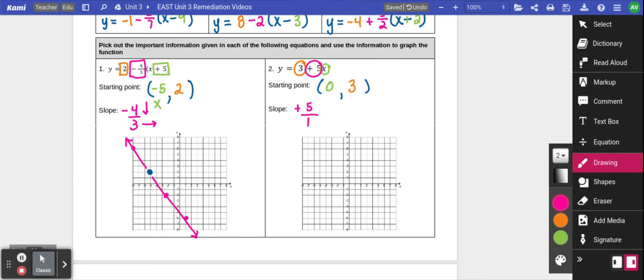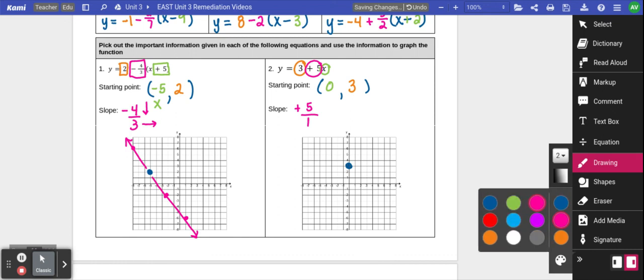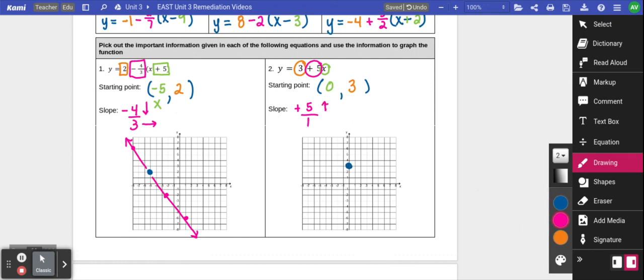So my starting point here is 0, 3. Sometimes we call that the y-intercept, and that point would be graphed right here. Then I would go up 5 and then right 1, which puts me right here. I could also go down 5 and left 1, and I could continue to do that until I run out of room, and then I would have this nice straight line here.